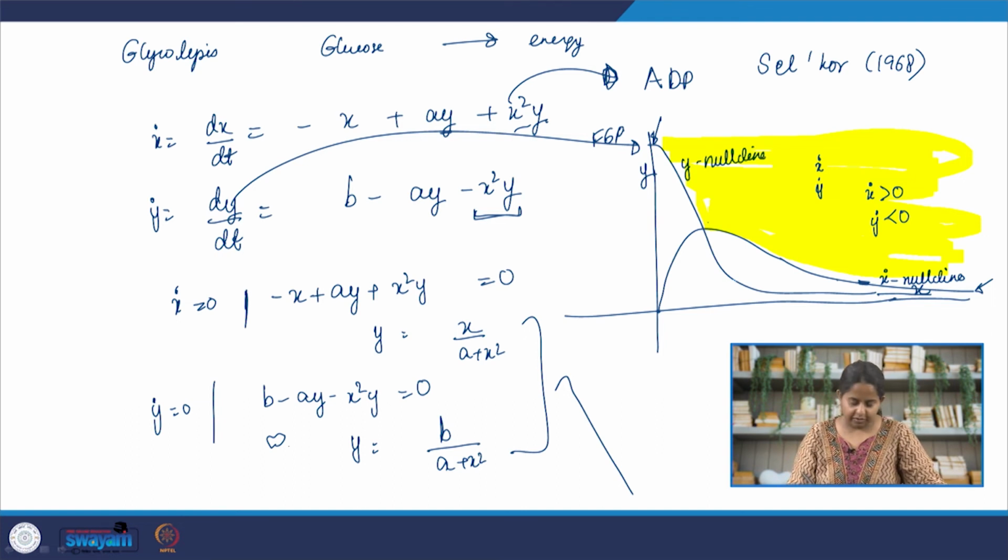And then let us look at the other highlighted portion. For all the regions, we are going to find out the signs of x and y. So, this is the light gray region that I am painting here. We are going to look at this region.